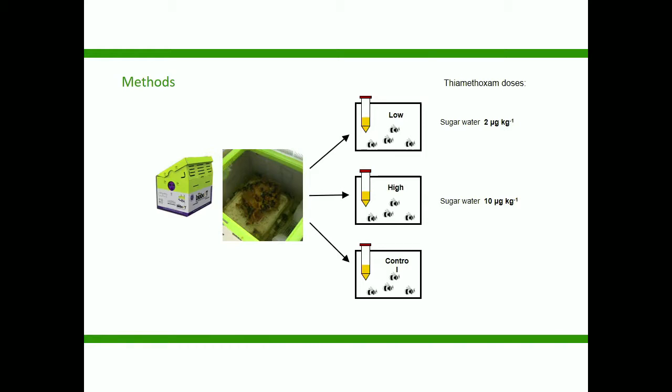We chose these concentrations to reflect field-realistic doses. So a bee foraging in an agricultural landscape is likely to encounter these concentrations either in the nectar or the pollen of crop plants or wildflowers growing in agricultural field margins.